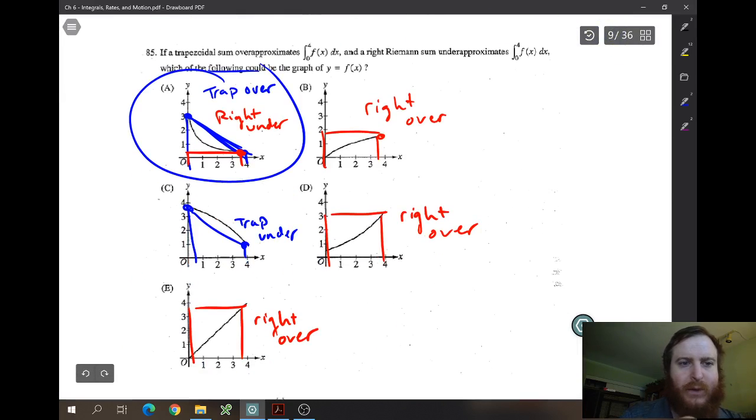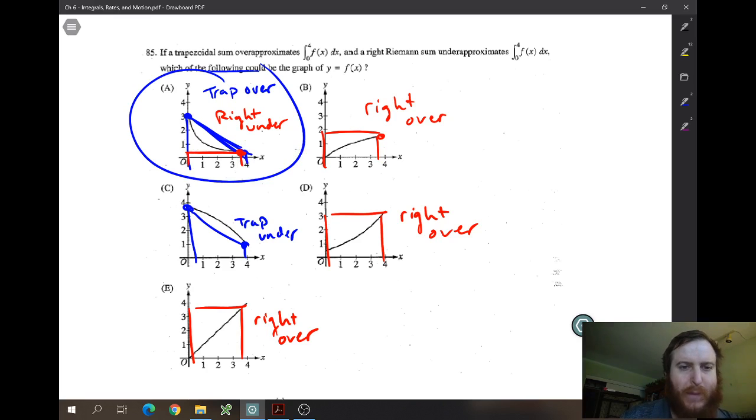All right, 85 tells us that we want a graph where the trapezoidal sum over approximates and the right sum under approximates. I literally just graph them all. So, for trapezoid, I go from endpoint to endpoint, and this is over the graph. For right side, I start on the right, and I go over. That was under, so it's A. You can see what I did on these other ones.